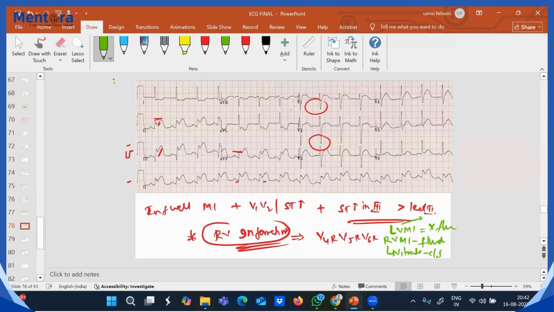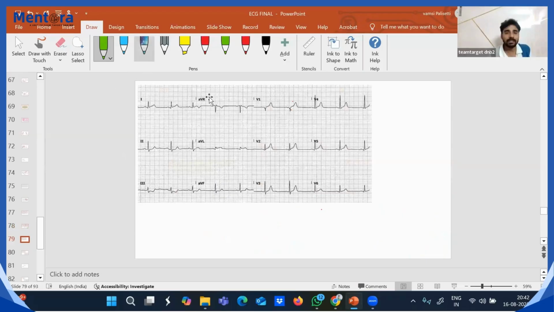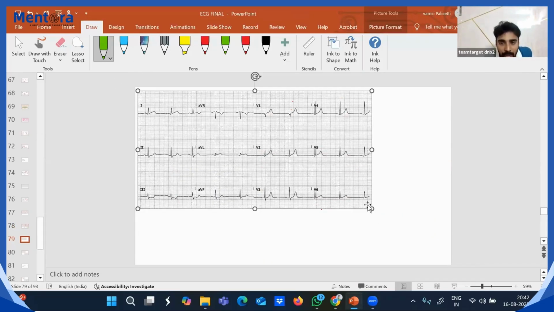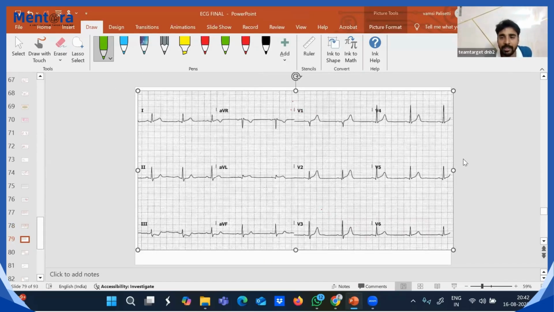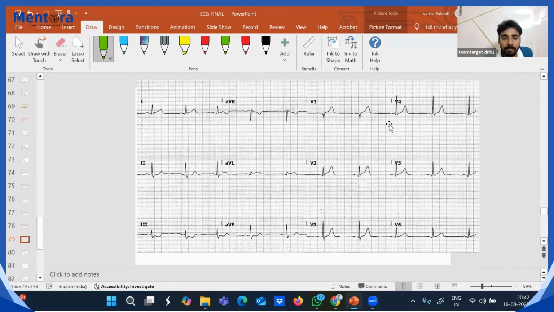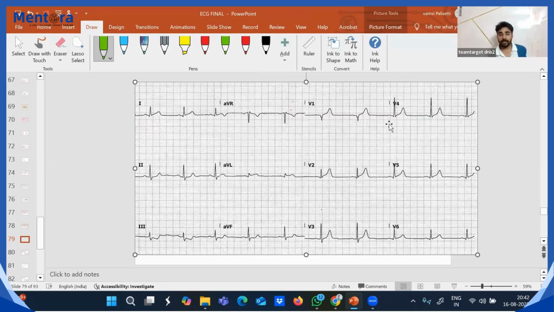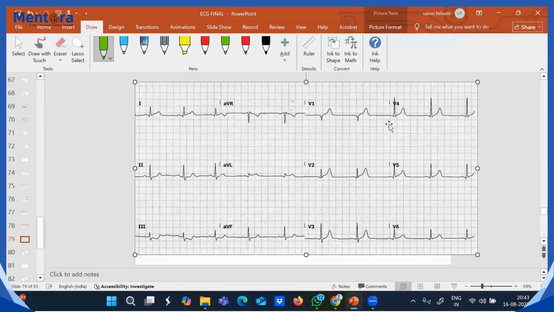Okay? Yes, sir. Next ECG, identify this ECG, very important here. Posterior leads are... ST depression is there. Lateral MI. MI with reciprocal changes in inferior leads. Which wall MI? High lateral. Excellent.